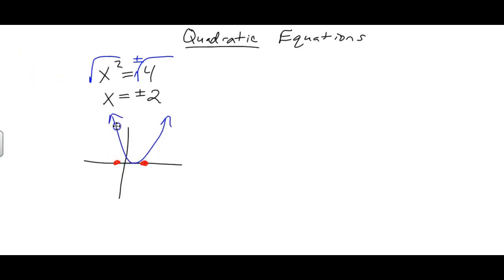So it's very possible that this would have two solutions, although sometimes it has one solution or zero solutions. You can see that if this was up here, it might only have one solution, or maybe even it doesn't cross the x-axis and it has no solution. But typically, it might have two solutions.